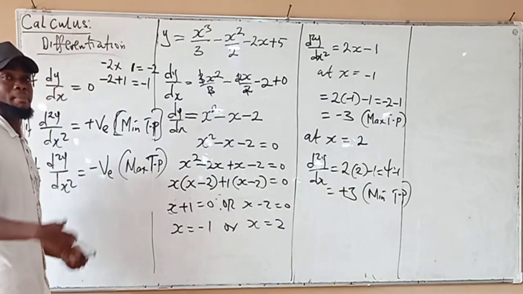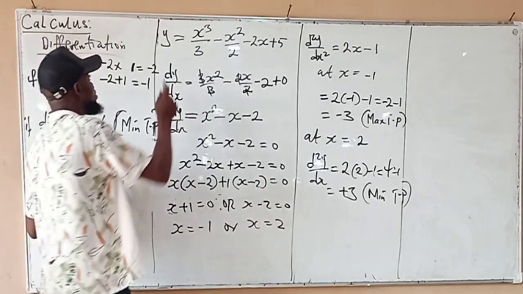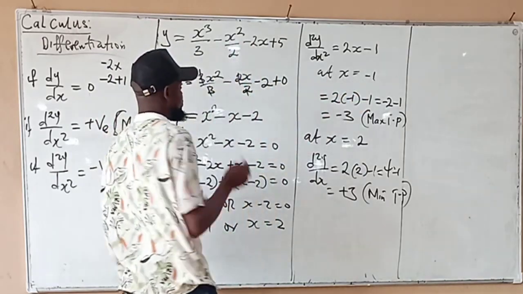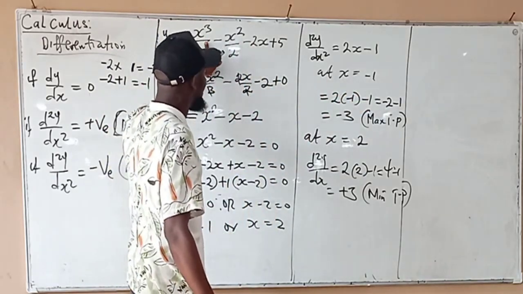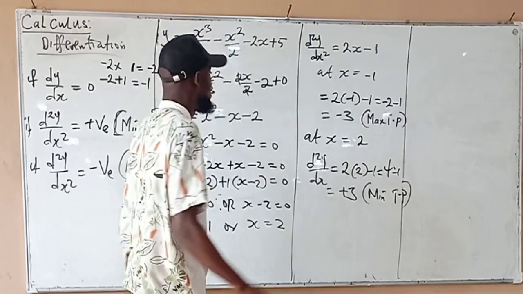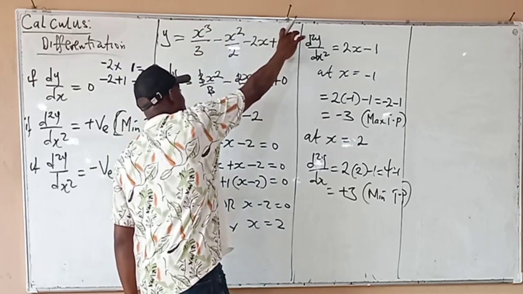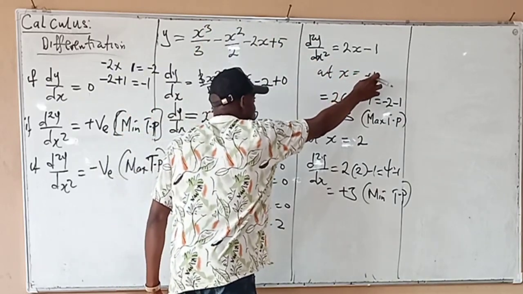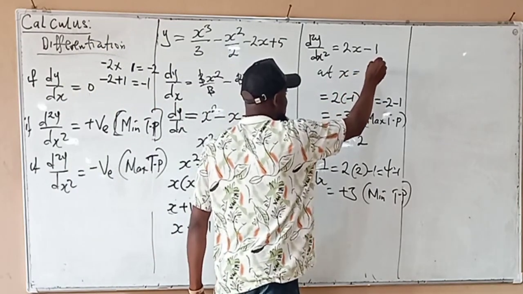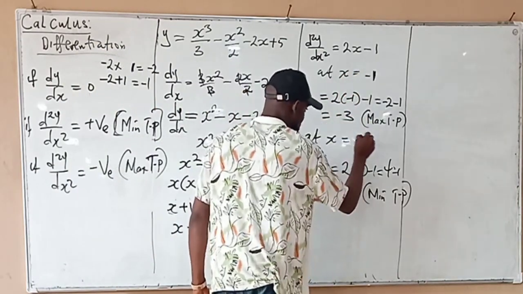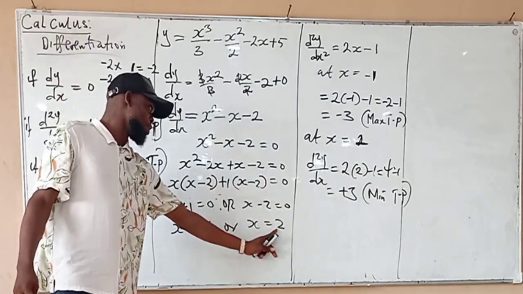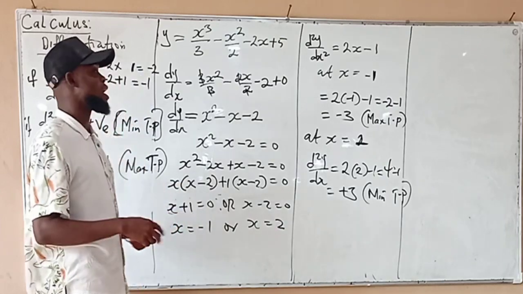Now, how do you get the maximum and minimum values? Go back to y and place x equal to minus 1, and you are going to have your maximum value of y. The maximum value means the highest value of y, which comes when x is equal to minus 1. So at x equal to minus 1, we have the maximum, and at x equal to 2, we have the minimum. So that is how it is done.